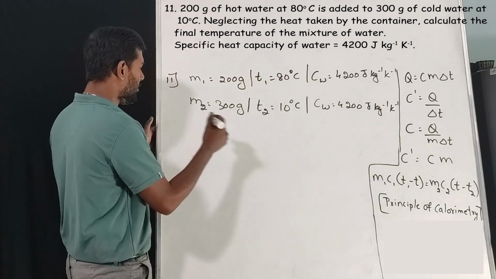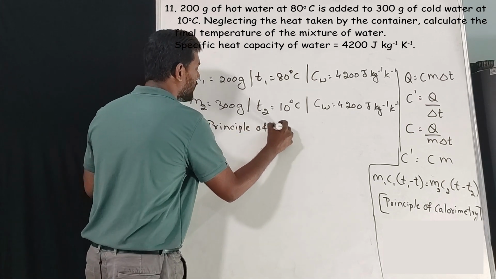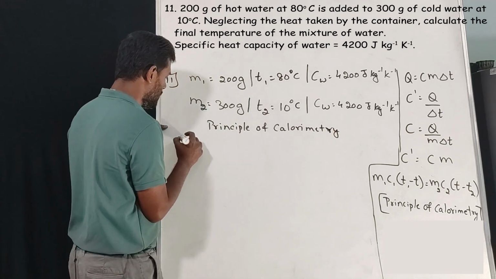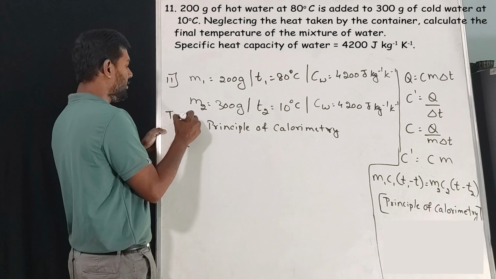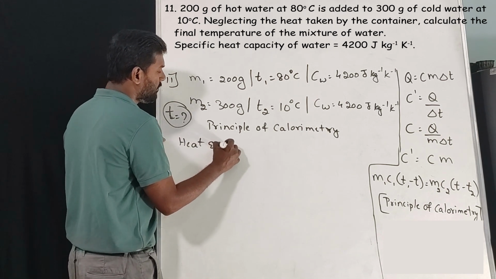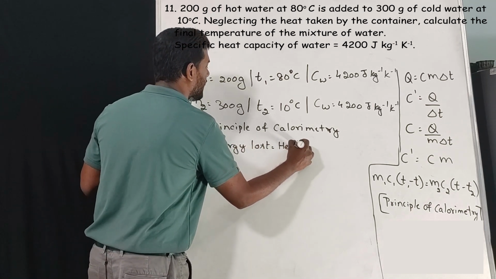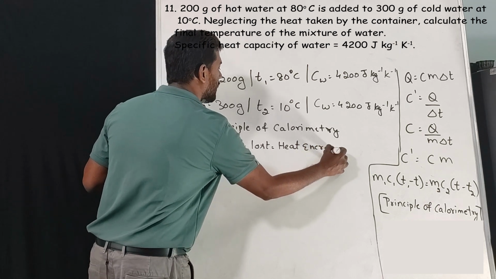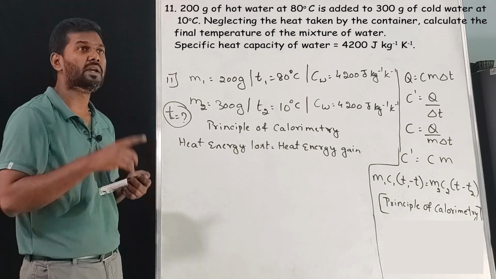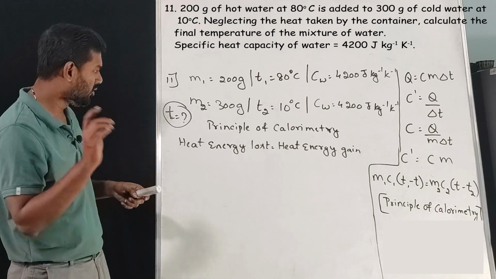Now first what we have to write? Principle of calorimetry. Here we have to find the final temperature, keep that in mind: heat energy lost is equal to heat energy gain. So whatever they tell, write the assumption or neglecting the heat taken by the container, don't worry about it. You follow this method, you are writing everything. Okay, don't worry about it.